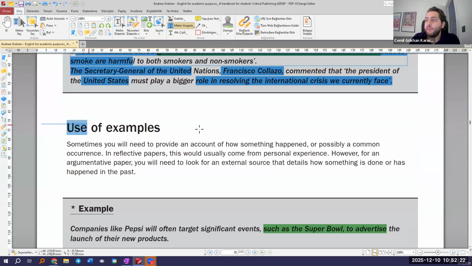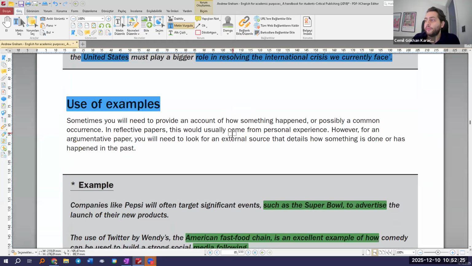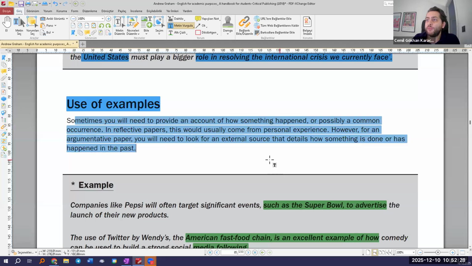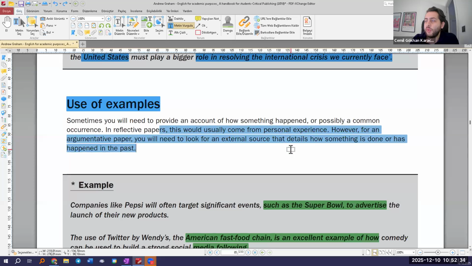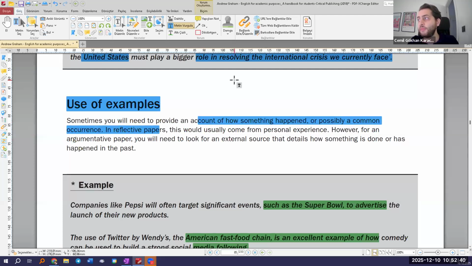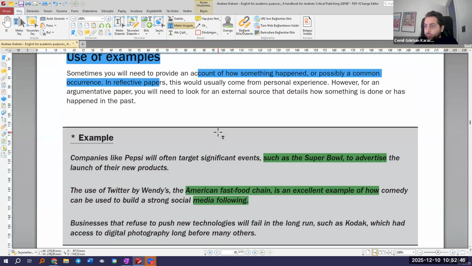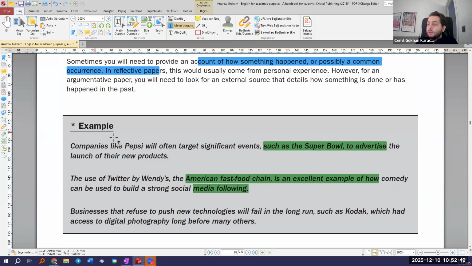Next up, we have use of examples. Sometimes we'll need to provide an account of how something happened, possibly a common occurrence. In reflective papers, this would usually come from a personal experience. However, for an argumentative paper, you'll need to look for external sources that detail how something is done or has happened in the past. So give extra examples to prove your points, such as companies like Pepsi will often target significant events, such as the Super Bowl, to advertise the launch of their new products.